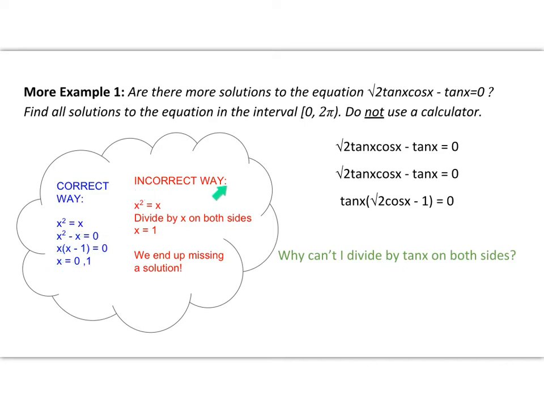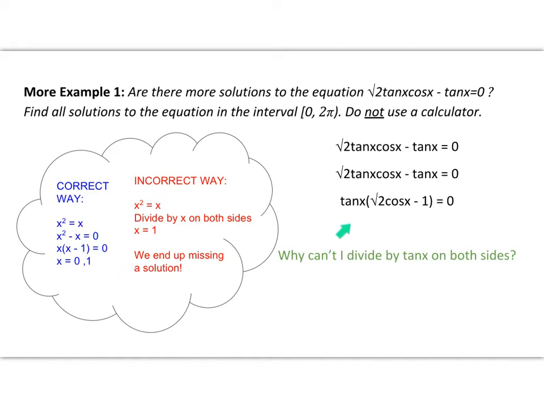But there is an incorrect way to do this, which is kind of what I'm getting at. If we had x squared equals x and we divided by x on both sides, x squared divided by x would just give me x, and x divided by x would just give me 1. And so it looks like I just come up with one solution when I know there are 2 solutions to the equation. So when we divide by a variable, we have the potential to end up missing a solution at the end.